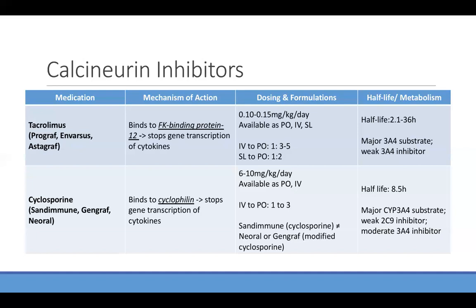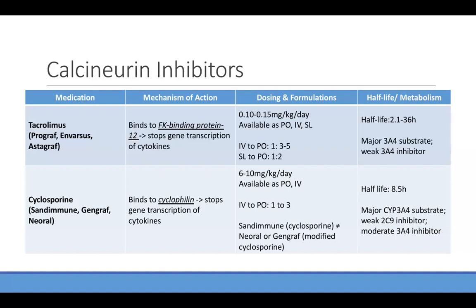Cyclosporin, like I had mentioned, also is an alternative that we can use to tacrolimus. The reason that's fallen out of favor is because more studies have shown that tacrolimus has lower rates of rejection when used in our patient population. So tacrolimus is more preferred, but you can use cyclosporin as an alternative. This one is available as a PO as well as an IV, with the IV to PO conversion listed there as well. It does come in many different formulations.